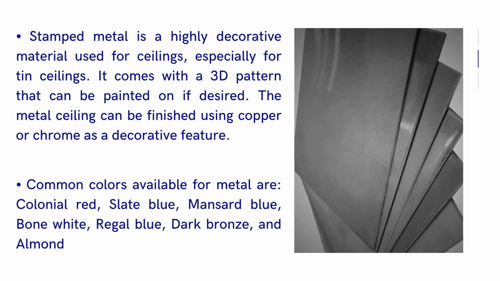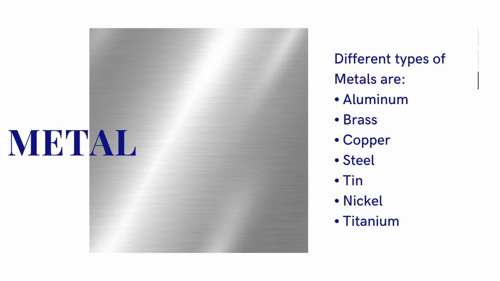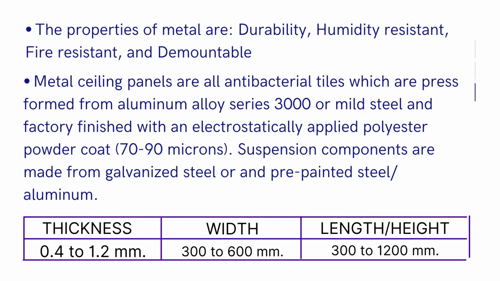It comes with a 3D pattern that can be painted on if desired. The metal ceiling can be finished using copper or chrome as a decorative feature. Common colors available for metal are colonial red, slate blue, mansard blue, bone white, regal blue, dark bronze, and almond. Different types of metals are aluminum, brass, copper, steel, tin, nickel, and titanium.